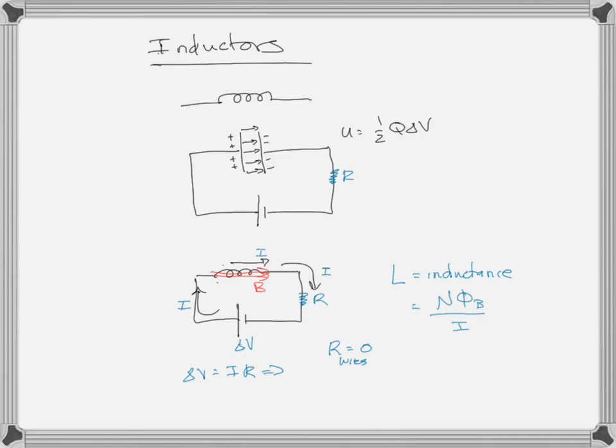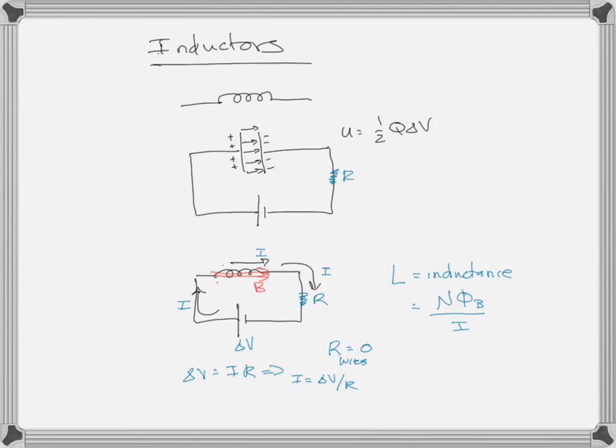So therefore, I is equal to delta V over R. In order to get up to the current of delta V over R, the inductor took some energy, and so it slowed down the ramping up of the current. And so what inductors do is they impact circuits in which the current is changing. They don't have any impact on circuits which have constant current. They only impact circuits in which the current is changing.